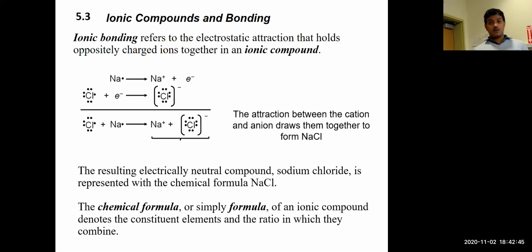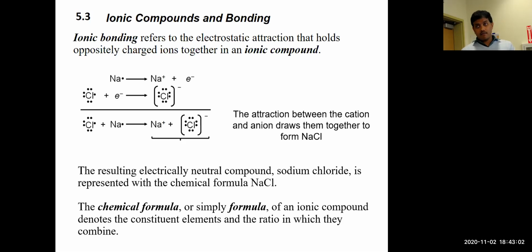Ionic compounds again are made up of oppositely charged species that are attracted towards each other through electrostatic attraction. We are going to see what that electrostatic attraction is in the next slide.